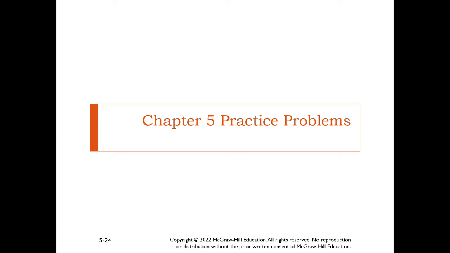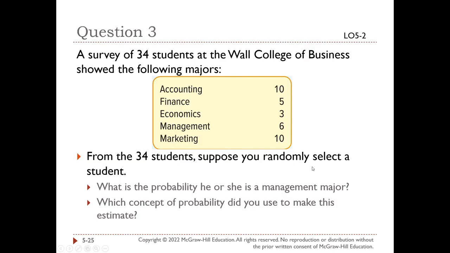Alright, let's see what we got. So, first question that we have. A survey of 34 students at the Wall College of Business. Yes, the Wall College. Showed the following majors. Accounting with 10, finance with 5, economics with 3, management with 6, and marketing with 10.